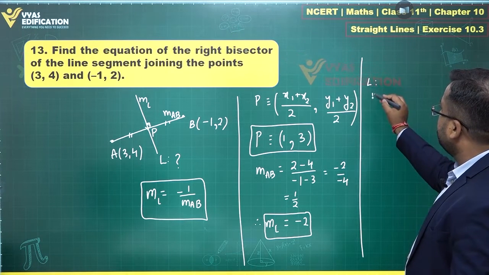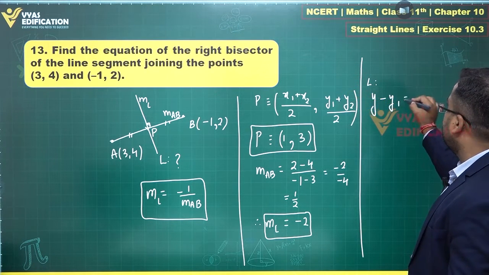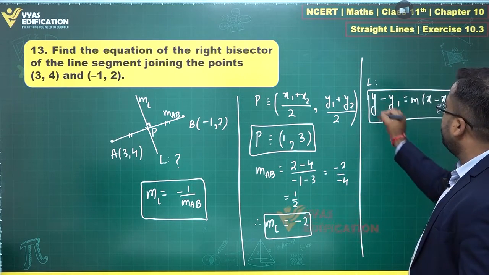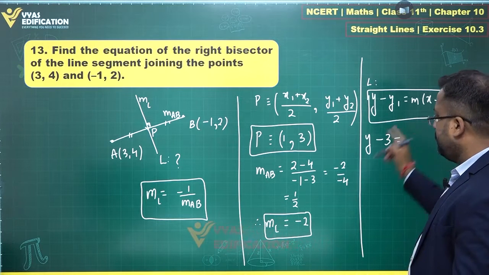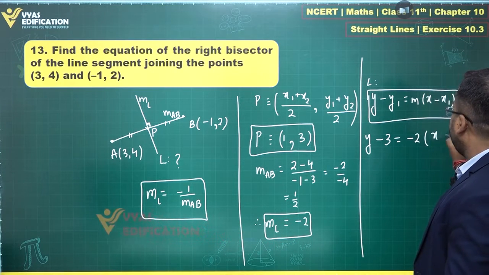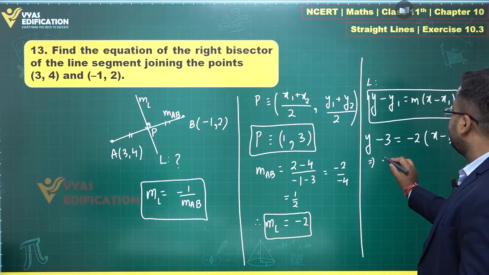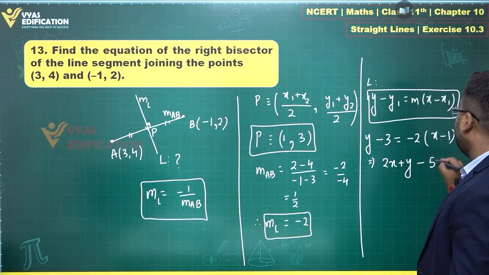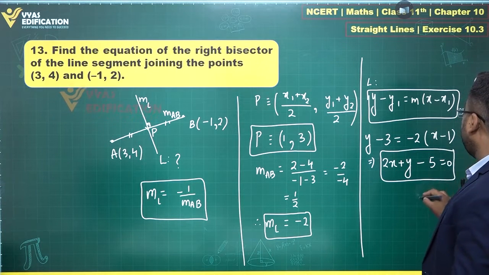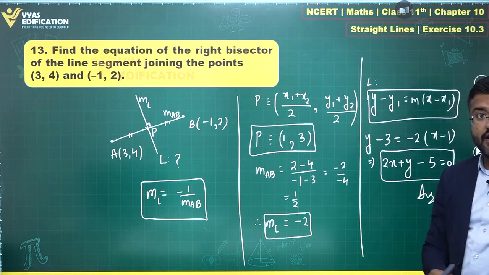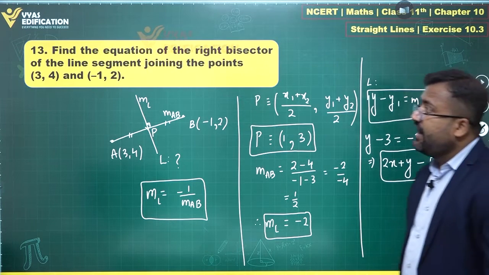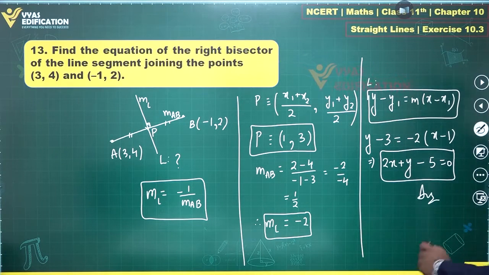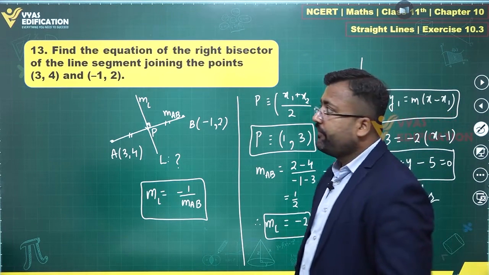So line L will be y minus y1 is equal to m times x minus x1. This is the form that I'll be using. This tells me 2x plus y, and this is 2 becomes -5. This is what you get: 2x plus y minus 5 equals 0. This is the required equation of the line L, which is the right bisector of the line segment joining the points this and this. Yes, that's the complete solution of this particular question.